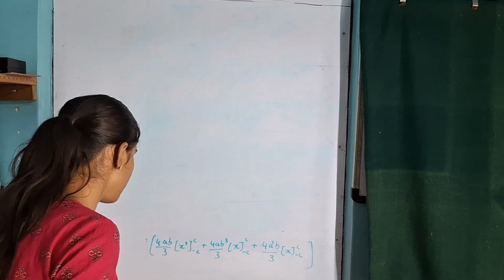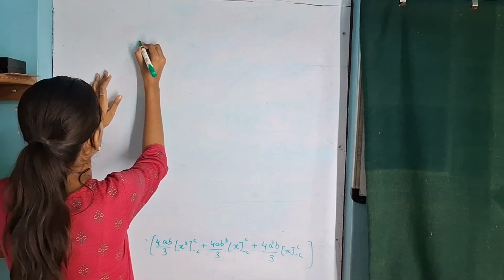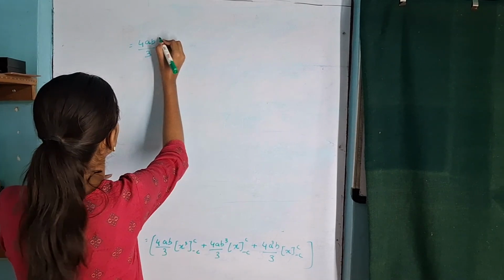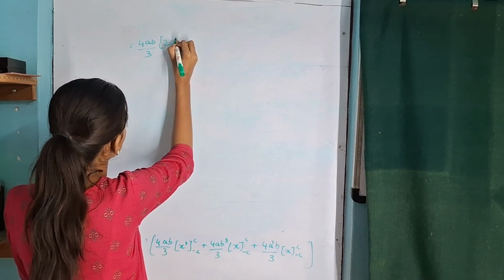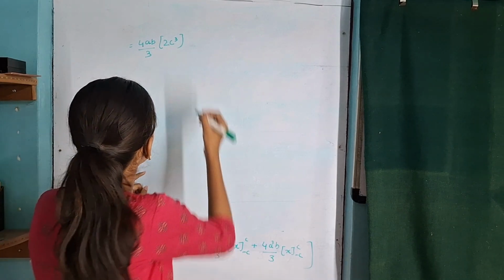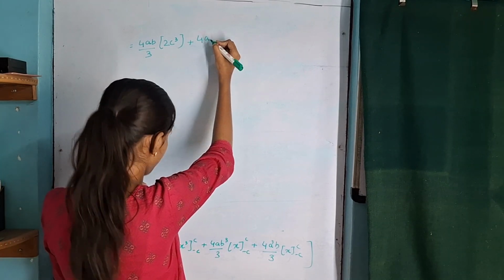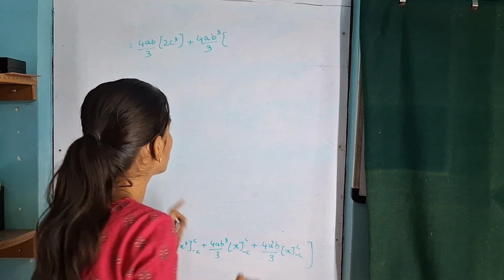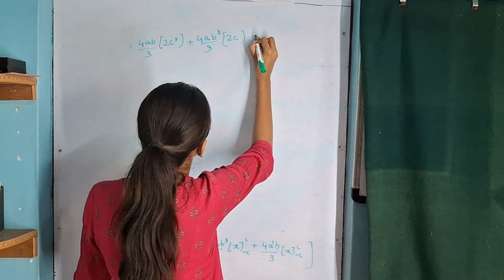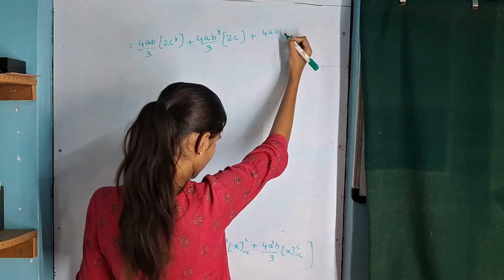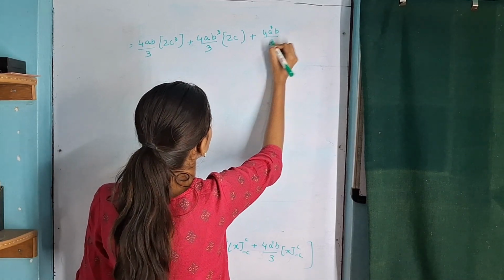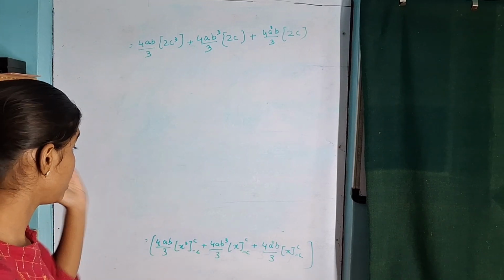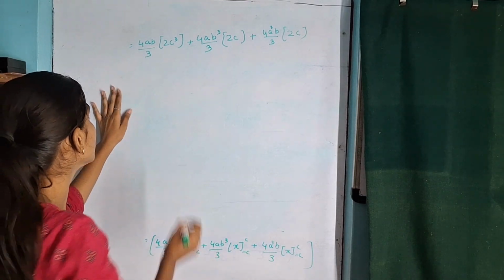We will substitute those values here. I is equals to 4ab by 3, this becomes 2c cube, plus 4ab cube by 3, it becomes 2c, plus 4a cube b by 3, this also is 2c. Okay, I have just substituted these x values and I have written here.